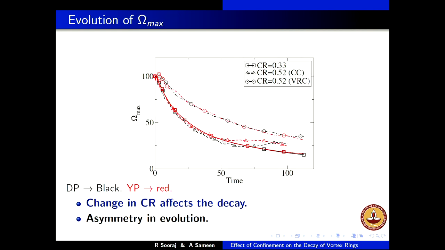So, here is the evolution of omega max. Again we are doing the same exercise, increasing the confinement ratio, one by decreasing the confinement size and another by increasing the vortex ring size. Here the black lines are for the diagonal plane and red lines are for the y plane. So here again you can see that by reducing the confinement size, the decay becomes faster up to an extent, and there is an increase in the vorticity. This happens because of the asymmetry and stretching of the vortex ring. So there is an increase in the vorticity at the center, and apart from that, the decay rates are clearly slower when we increase the confinement ratio by increasing the vortex ring size.